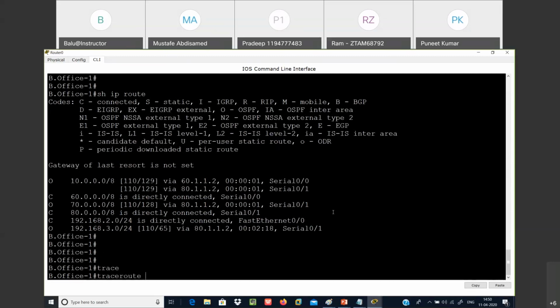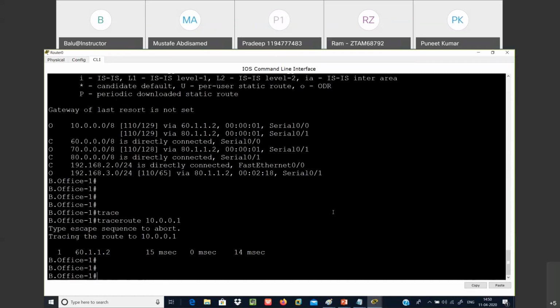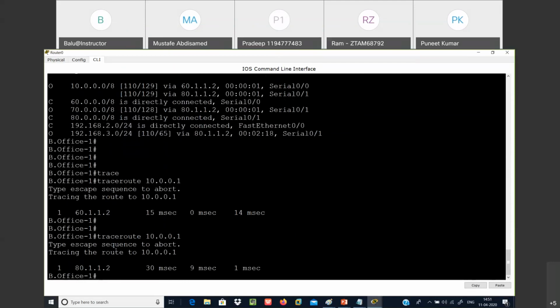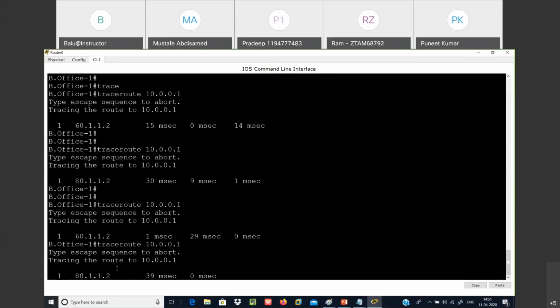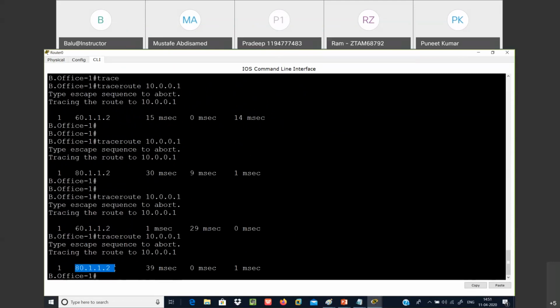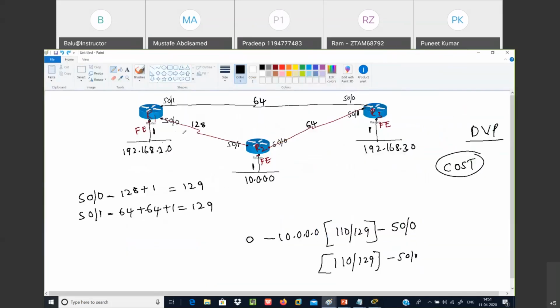Traceroute. Destination is 10.0.0.1. Enter. So the first packet is going via which interface, guys? 6.1.1.2. Once again, if I traceroute, one more packet is going via 8.1.1.2. One more time, if we traceroute, the next packet goes via 6.1.1.2. Next, if we traceroute, one more packet is going via 8.1.1.2. So one packet via 6.1.1.2, one more via 8.1.1.2, again 6.1.1.2, and 8.1.1.2. It means traffic is going via this interface and this interface. Load balancing is happening actually.